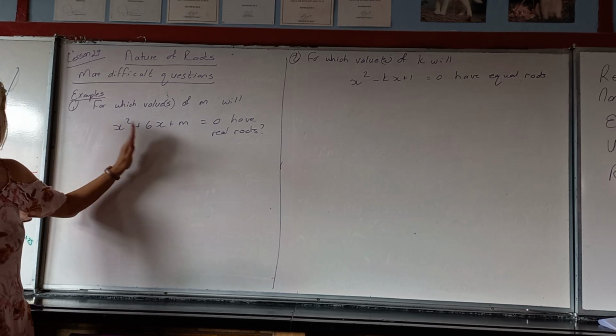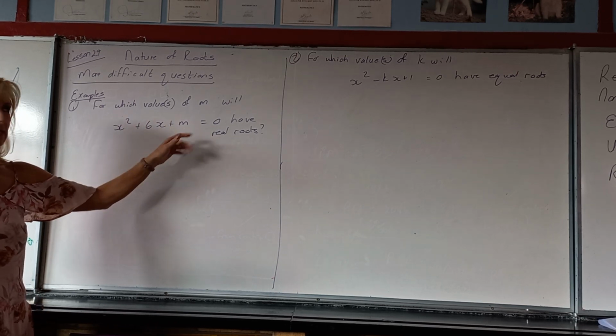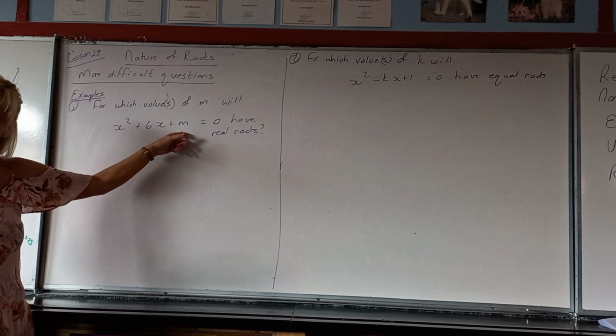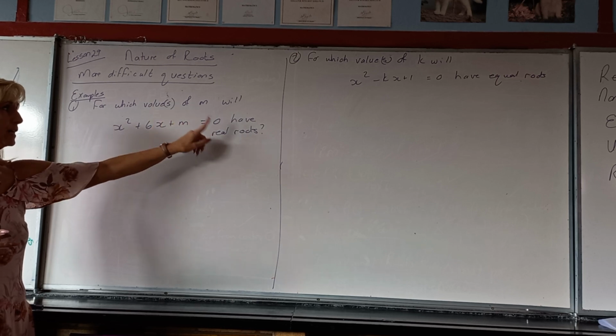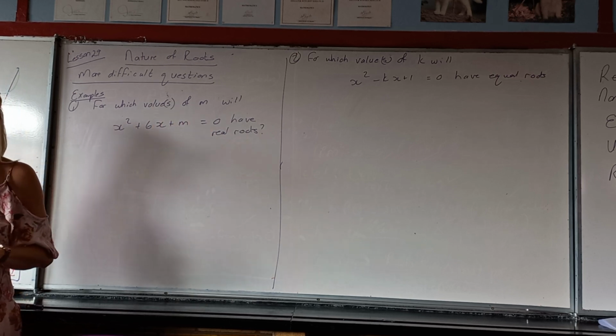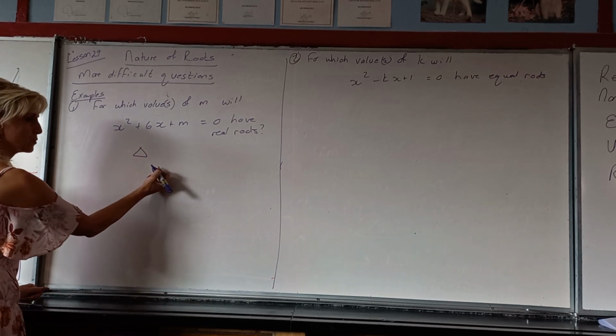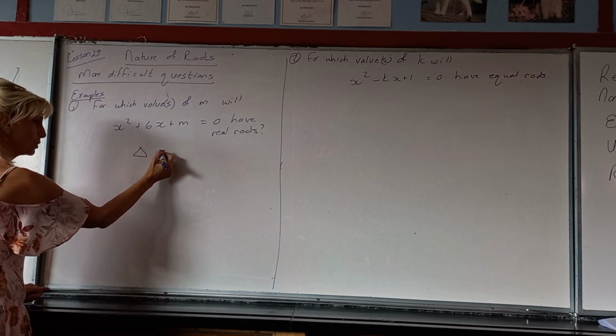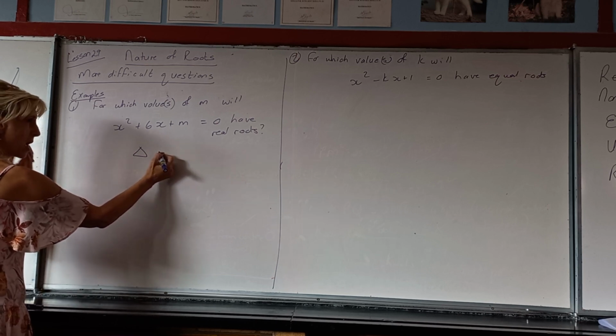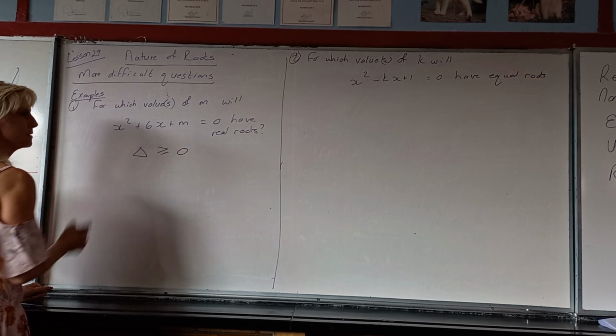So if I'm asking you when something will have real roots, that m is now a variable. Usually we've got a quadratic formula with an a and a b and a c, but the c is now an m. I'm asking, for which values will it have real roots? The real roots come in when you know that the discriminant is what? Equal to 0? Bigger or equal to 0.